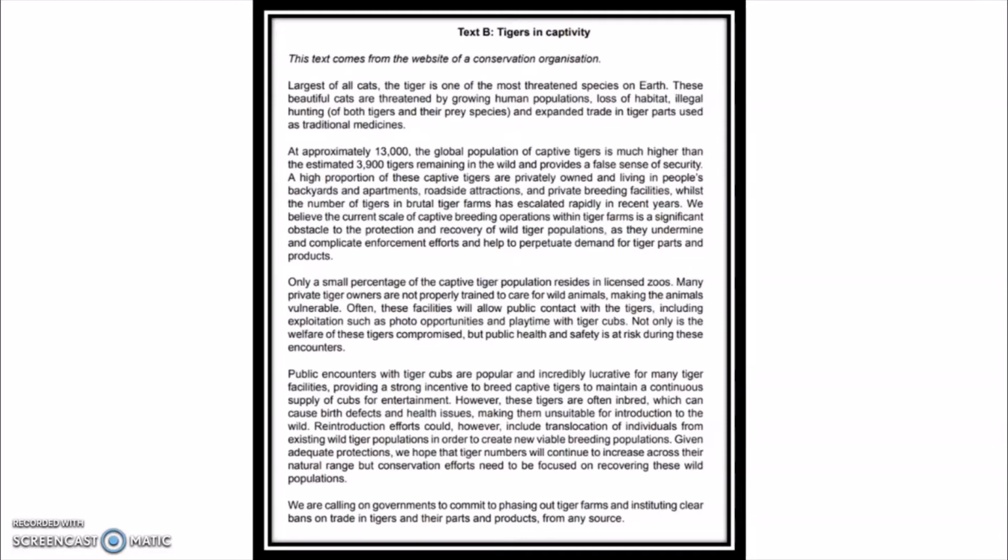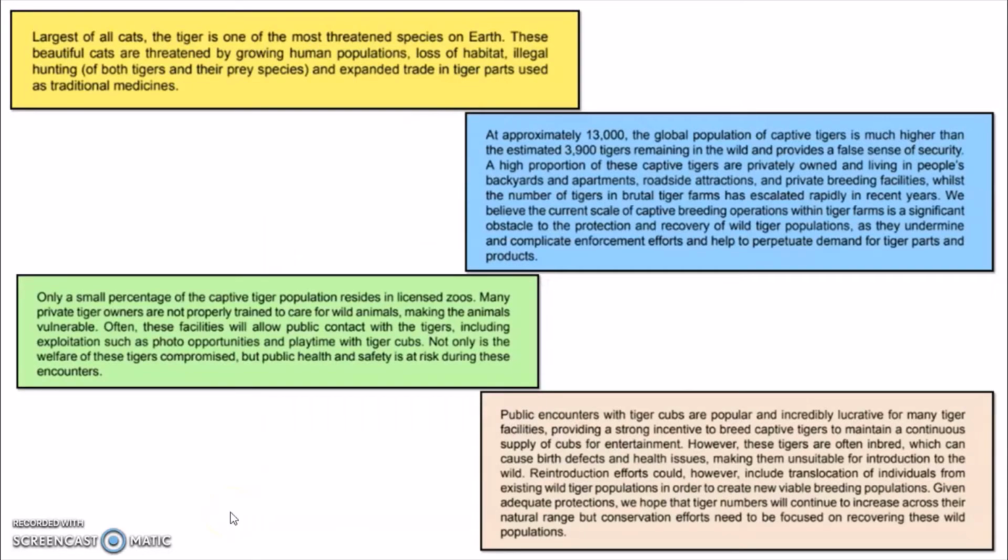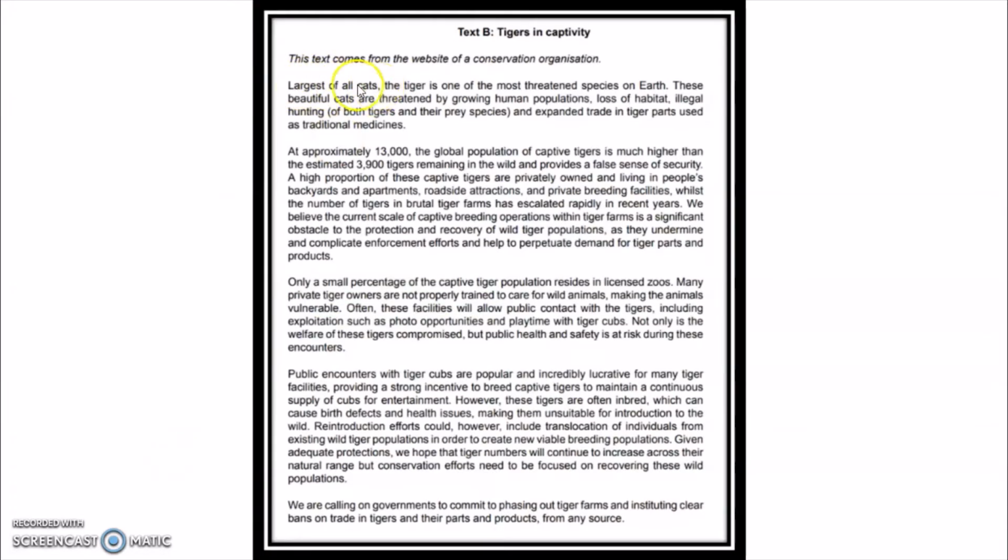This text has 5 paragraphs, but I am focusing only on the first 4 paragraphs because I don't find anything relevant in the last paragraph, so I'm leaving it out. So I will show you how I have turned them into 4 different strips. You can see "largest of all cats." This is your first paragraph, "largest of all cats."